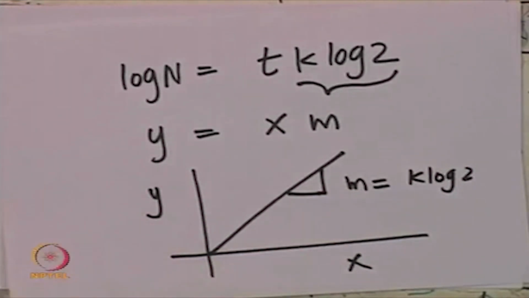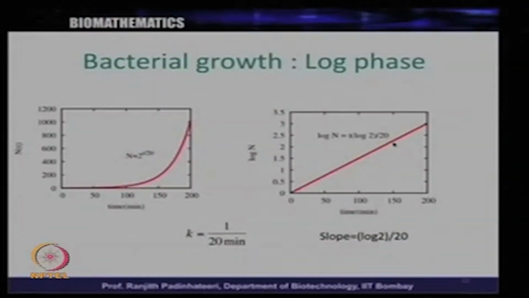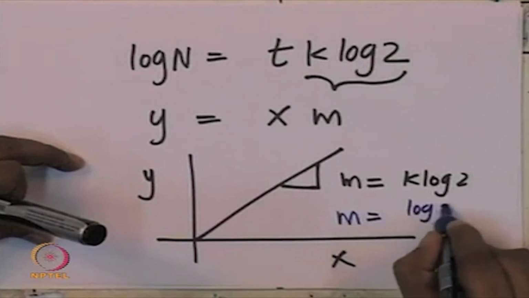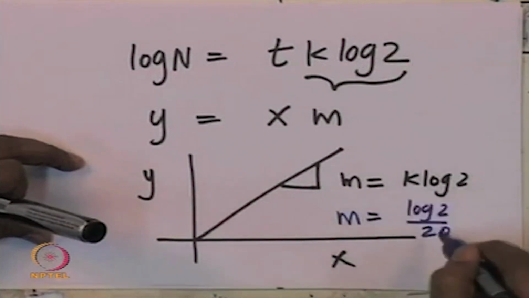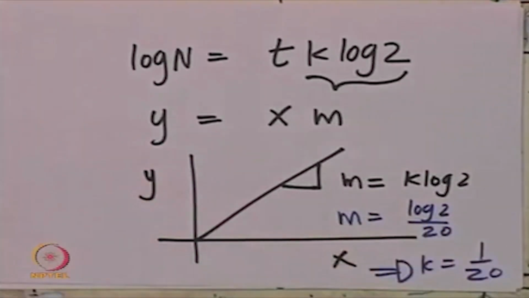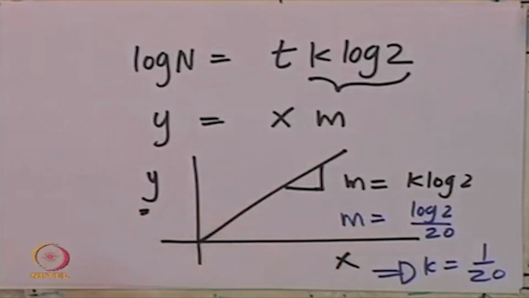Now, if you look at this slide, what you had got is the slope as log 2 by 20. So, the slope we had got from this is log 2 by 20. So, instead of k log 2 here, the slope we got is log 2 by 20. That means k is 1 over 20. So, just by calculating the slope, by plotting log n, y is basically log n.